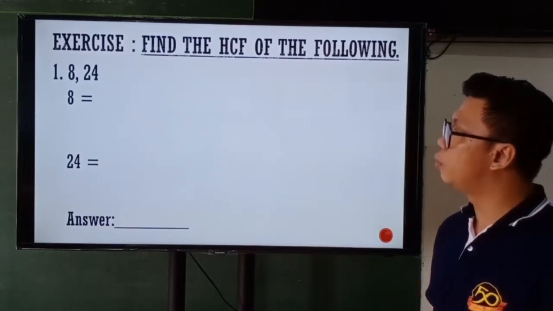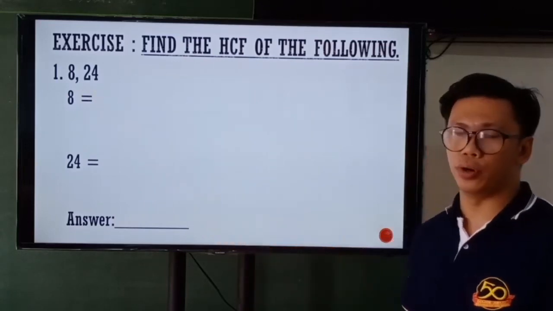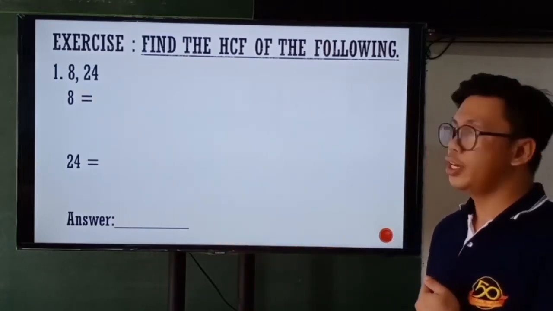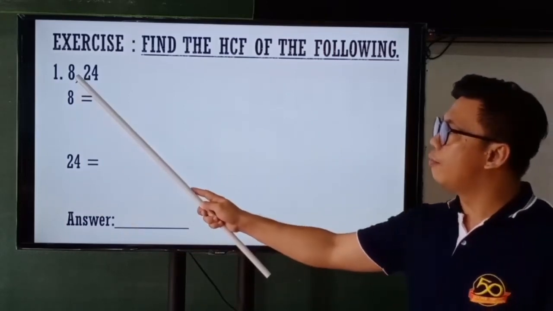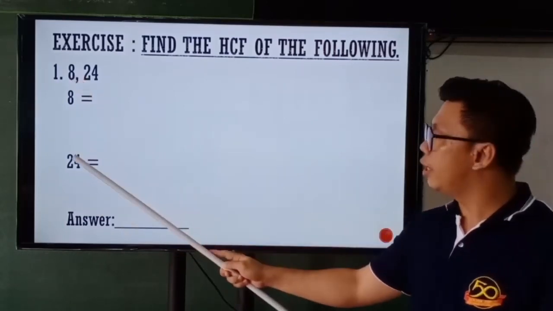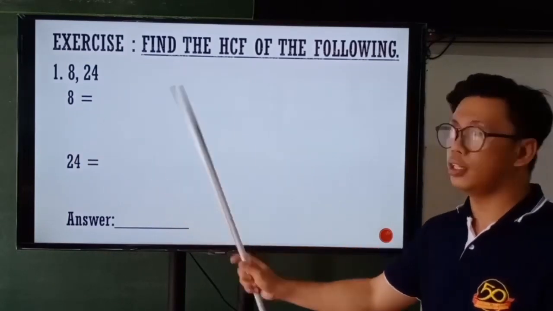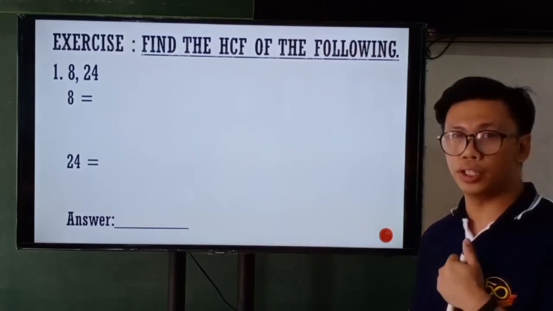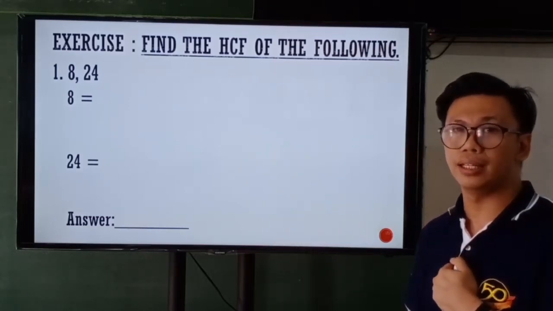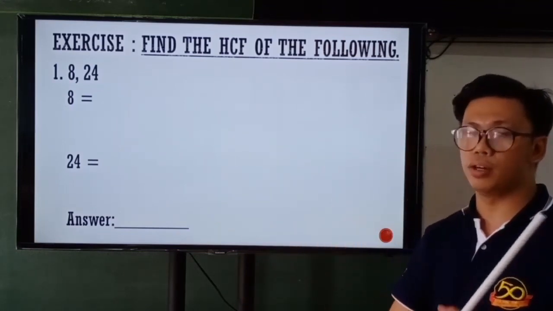So we have number 1, we have 8 and 24. So first method that we will first get the factor of 8 and 24. After getting the factor of 8 and 24, list the numbers in ascending order. What is ascending order? That is from smallest number to the largest number.